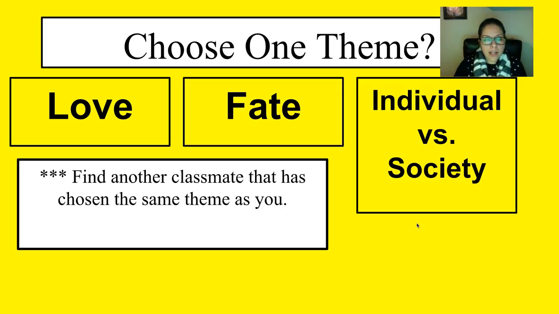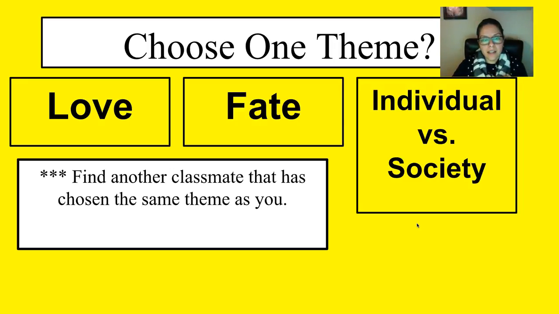So now I want everybody, individually, to choose one theme. Love is gonna go on this side of the room, on my right side. Fate, it's gonna go on the back of the room. And individual versus society is gonna go to the left side. Okay, and go ahead and grab all your things. Yep, your computers, your backpacks, your notebooks, everything. Okay, everybody separate, go, go, fast, fast.